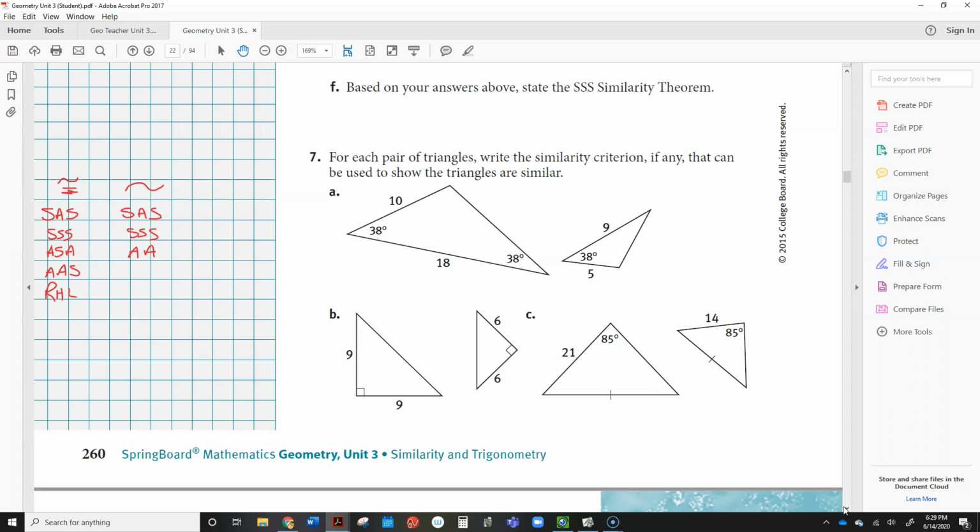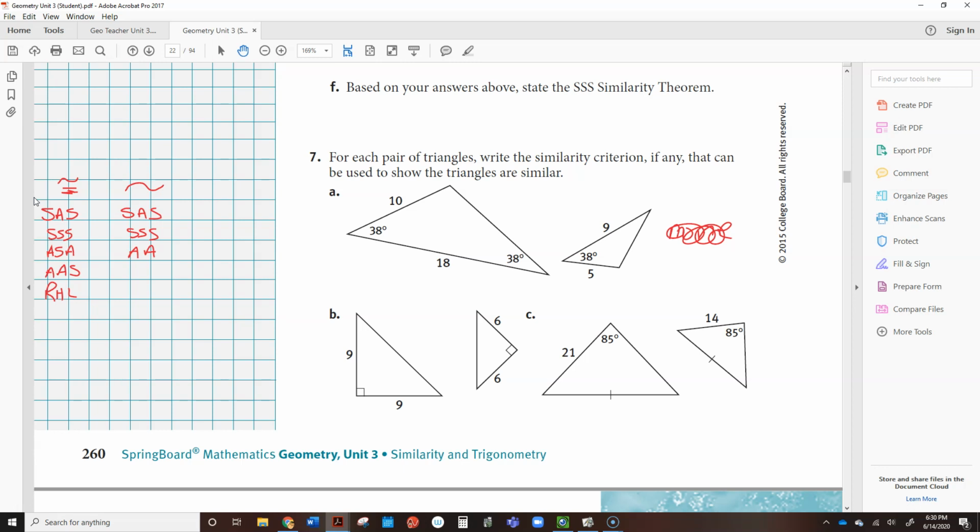And it says for each pair of triangles, write the similarity criteria, if any, that you can use to show that they're similar. Okay, so here we go. I only know one angle over here. So regardless of what I may know about the sides, because I don't know either one of these angles, this one right here is going to be none. I have to have, oh, wait, no, I don't. That's not true. I can use side angle side.